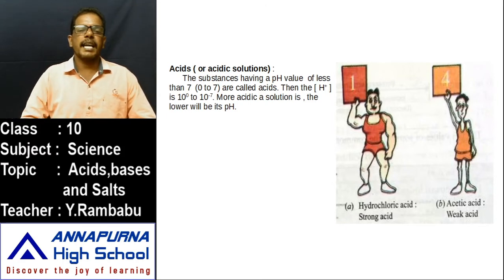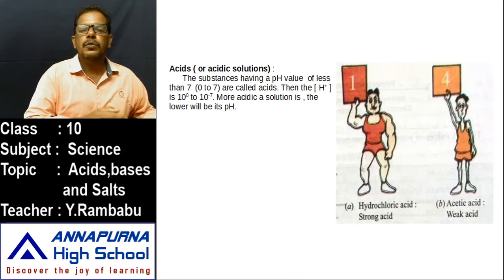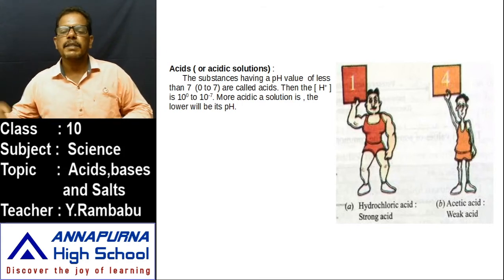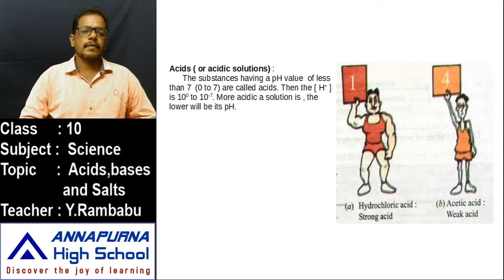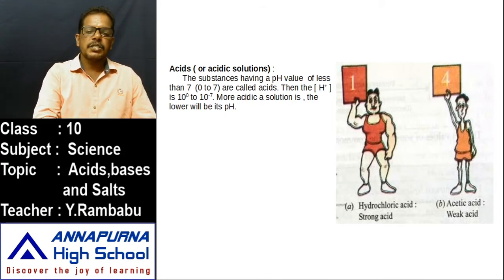That means pH value 0, 1, 2, 3, that are strong acids. pH value 4, 5, 6, between 6 and 7, that are weak acids. Okay, understand? Like that. Based on the pH value, we can easily express the strength of an acid.